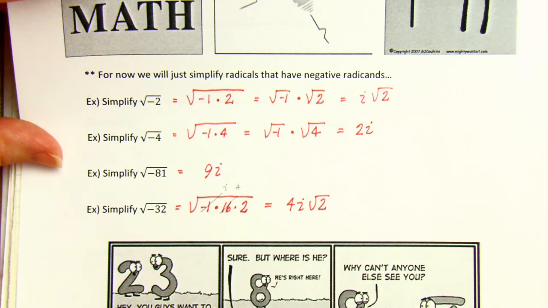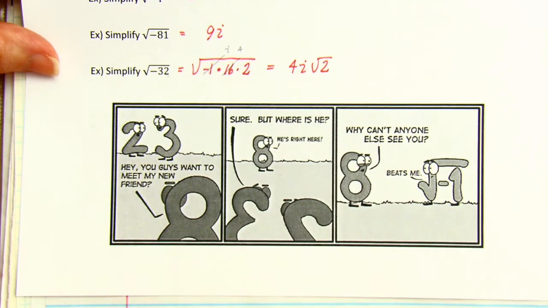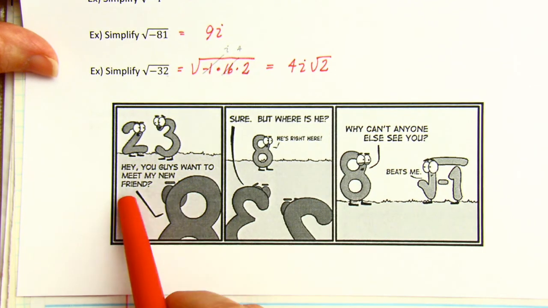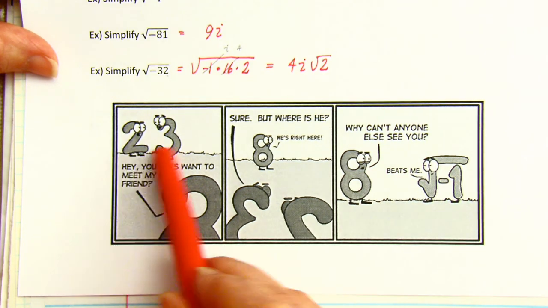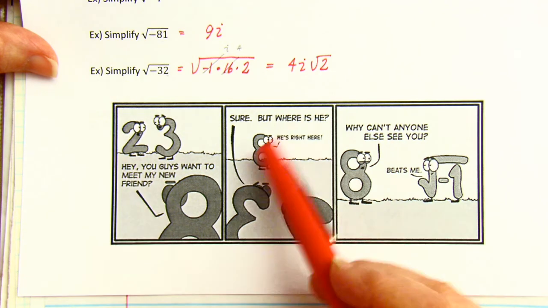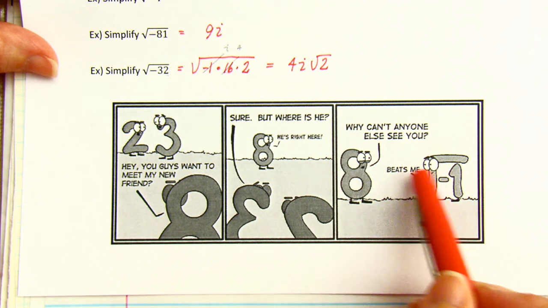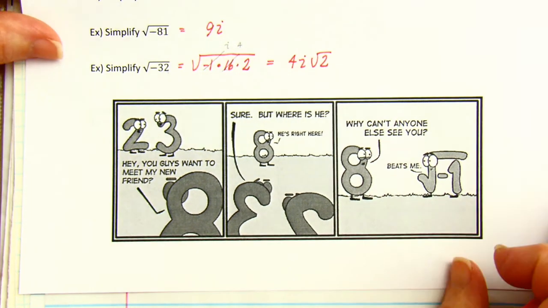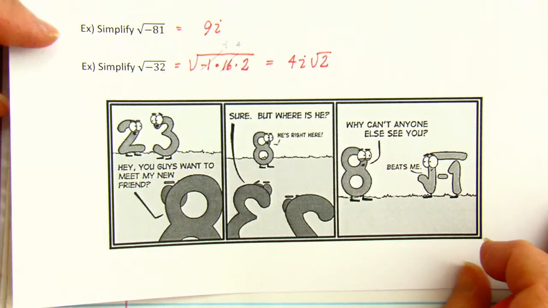Okay? And another little cartoon. 2 and 3 are speaking to each other. "Hey, you guys want to meet my new friend?" Well, look, 8 is saying, like, do you want to meet my new friend? And these two are, like, confused, like, what is going on? "Sure, but where is he?" "He's right here." "Why can't anyone else see you?" "Beats me." He's the square root of -1. He's imaginary. It's his imaginary friend. Ha, ha, ha. Okay, little corny joke.